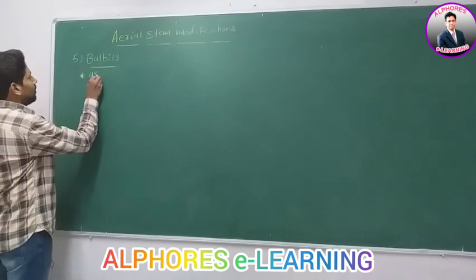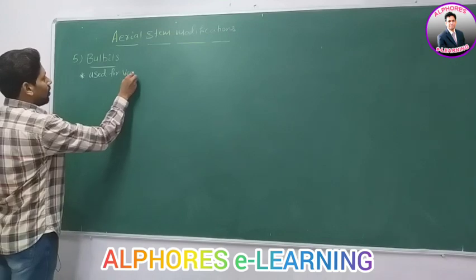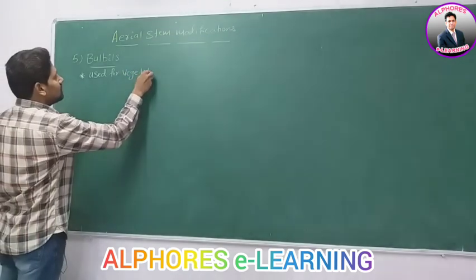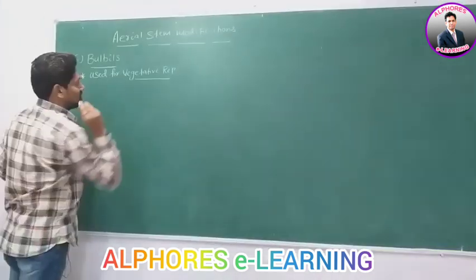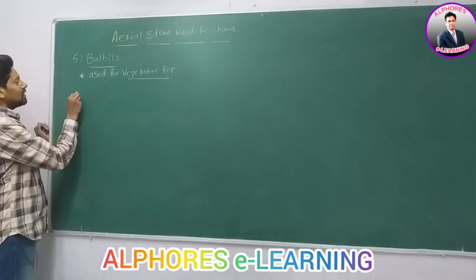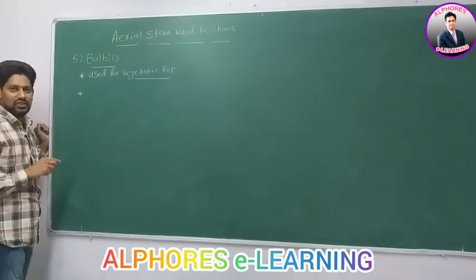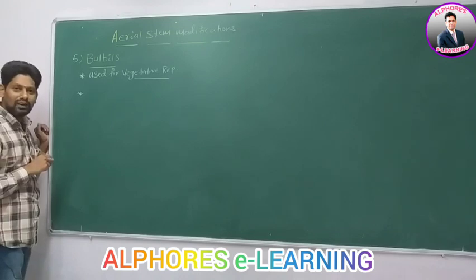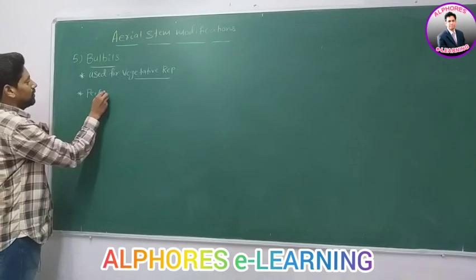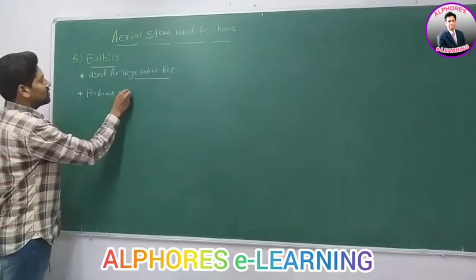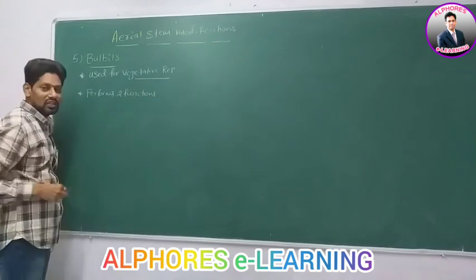Therefore, bulbil is used for what? Vegetative propagation. Vegetative propagation can be called vegetative reproduction, right? This bulbil performs two functions. How many functions? Two functions. What are those two functions?